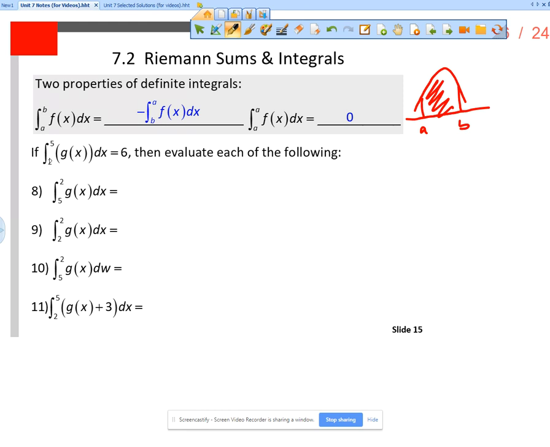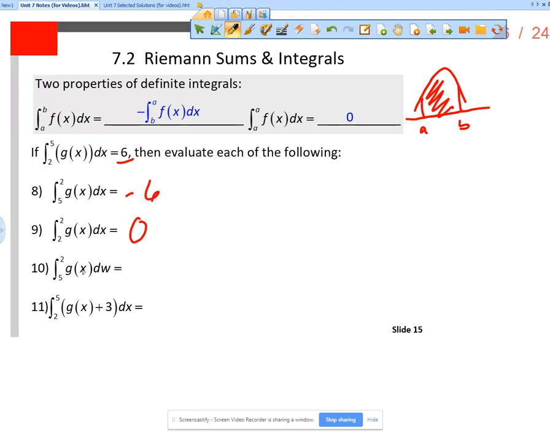If the integral from 2 to 5 of g of x dx is 6, then what's the integral from 5 to 2? Well, remember up here, the integral from 2 to 5 is the opposite of the integral from 5 to 2. So if this first integral is 6, then this is negative 6. Super easy. Next one, integral from 2 to 2. Well, of course, we're just using that property. That's 0.